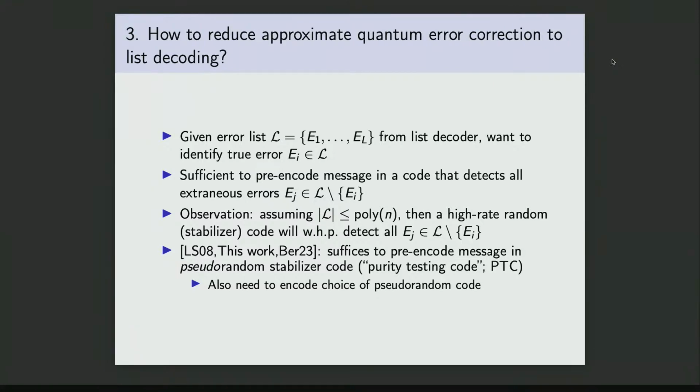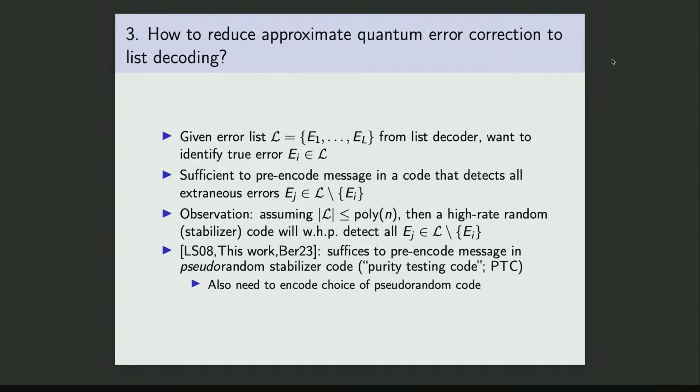And this is a much easier task because now we only have polynomially many possible errors. So in particular, a high rate random code will probably detect all of these polynomially many bad errors in the list. But you don't know this list in advance, right? You don't know the list in advance, exactly. So the key word here is random. For any fixed list, if we first fix the list and then have a random code, then with high probability, we'll be able to correct all the bad list elements.